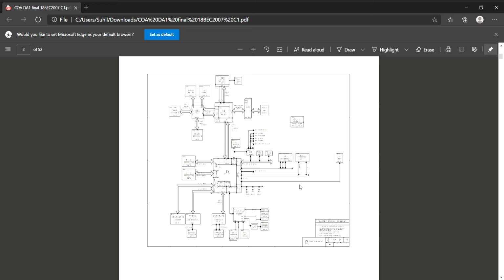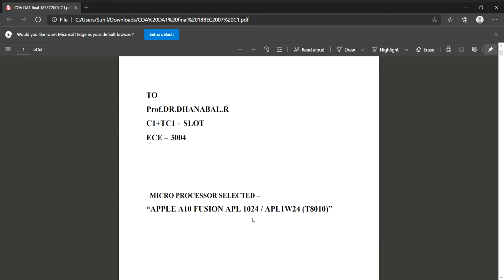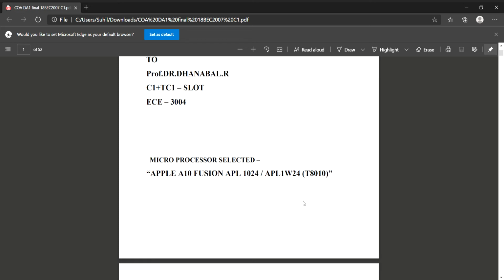I'm giving general information. The launch date is September 7, 2016, and it was designed by Apple. The manufacturer is TSMC, and the product code is Apple APL1024 or APL1W24. Its instruction set includes ARMv8, A64, A32, and T32. The predecessor is Apple A9 and the successor is Apple A11. Now we'll go into the DA questions.